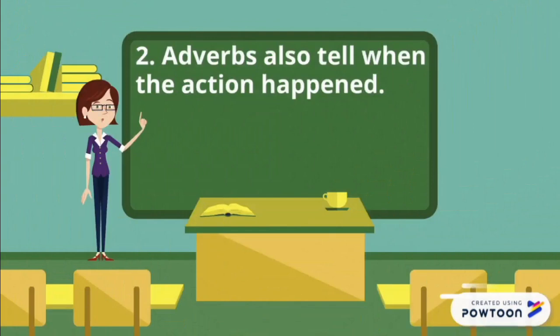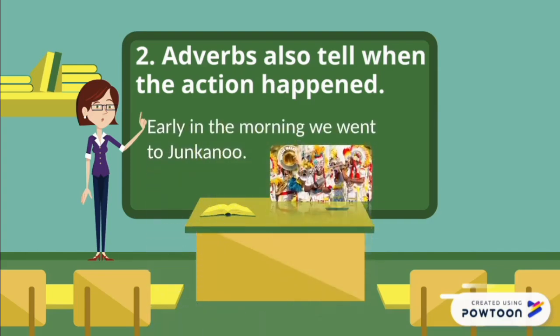Number two, adverbs also tell when the action happened. What number two says? Yes, it also tells when the action happened. Let's look at this example. Can you read for me, please? Yes. Early in the morning, we went to Junkanoo. Now, in that sentence, the verb is went. When did we go to Junkanoo? If you said early, awesome!